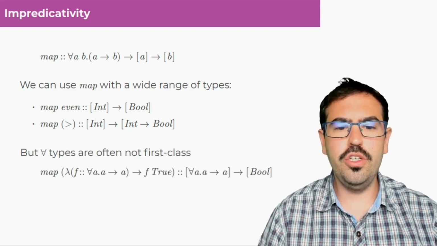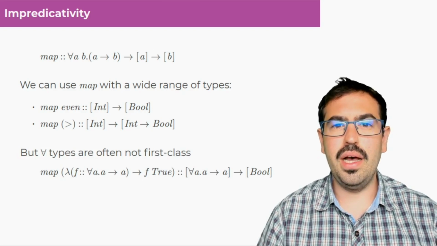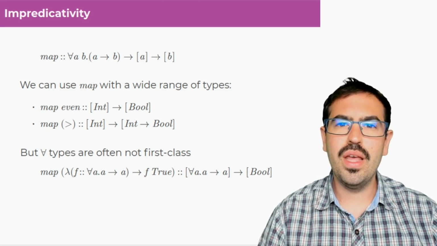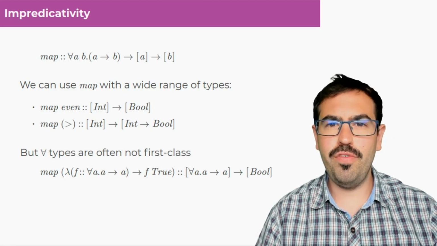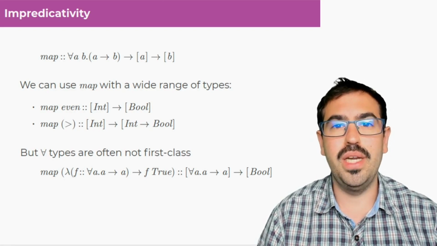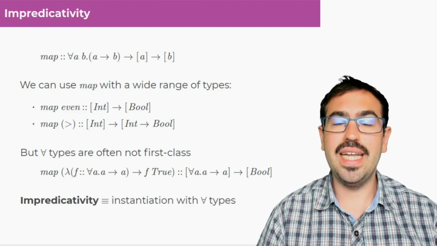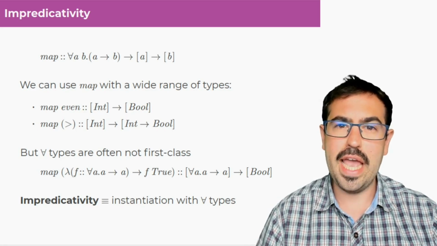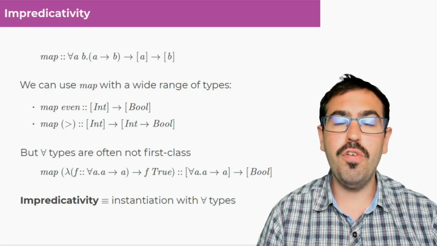But if now we want to use map with a function which takes an argument which itself has a polymorphic type, in many cases we cannot really use this. Polymorphic types, those types having a for all, are often not first class in many programming languages. Impredicativity is exactly the feature that allows you to instantiate a type variable like a or b in map with a polymorphic type, a type which has a for all in front.